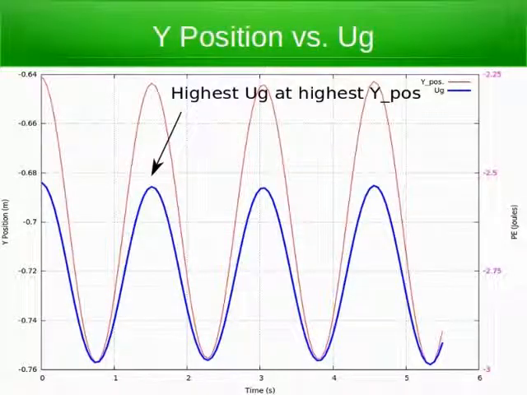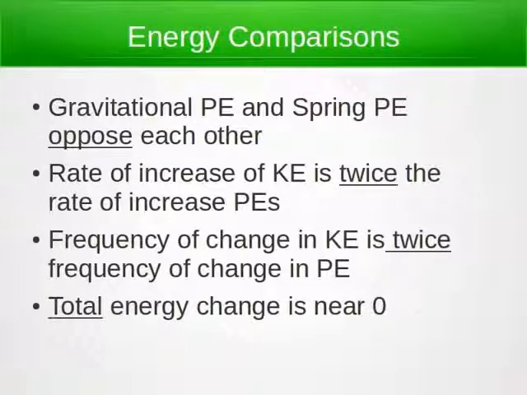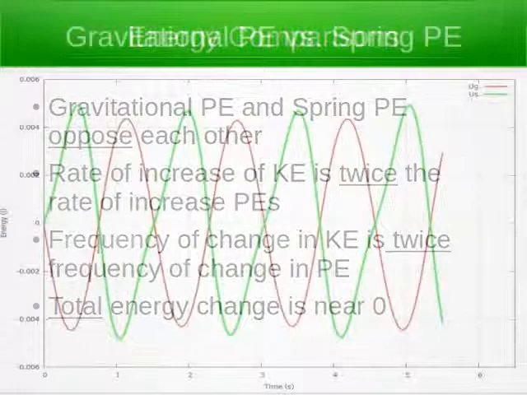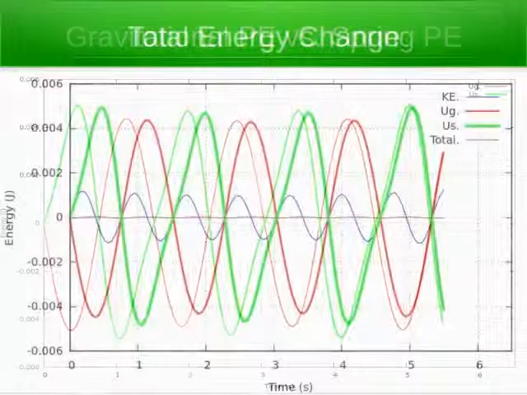This slide shows you the gravitational force, which again is highest at the highest y position. So you can see gravitational potential energy and spring potential energy oppose each other. The frequency of increase of kinetic energy is twice the rate of the gravitational and spring potential energies.